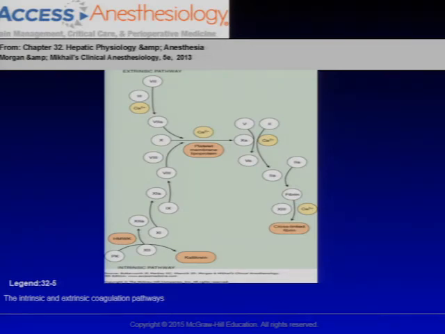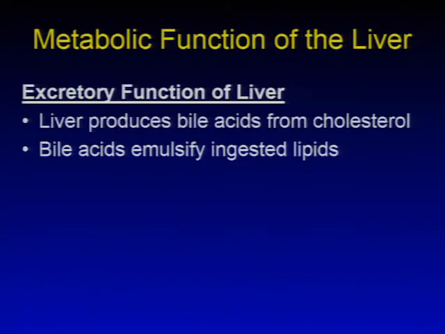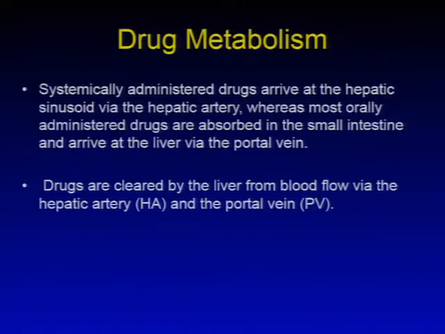And this slide depicts the intrinsic and the extrinsic coagulation pathways involved in coagulation. We're going to switch over to the excretory function of the liver. The liver produces bile acids from cholesterol, and bile acids emulsify ingested lipids.